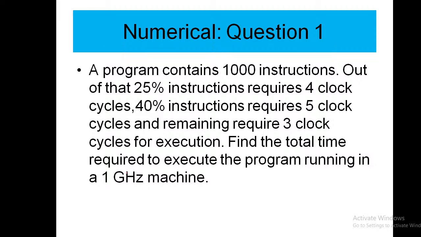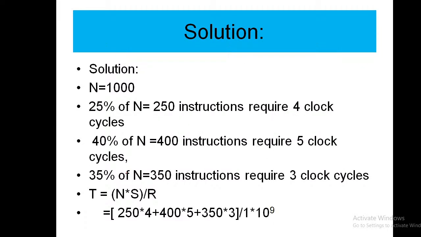If you see the next solution, the total number of instructions is 1000. 25% of that is 250 instructions, each requiring 4 clock cycles. 40% of 1000 is 400 instructions, each requiring 5 clock cycles, and 35% of n is basically 350 instructions, each taking 3 clock cycles.